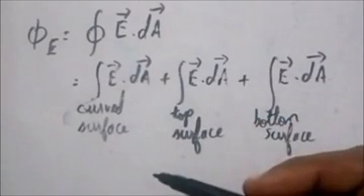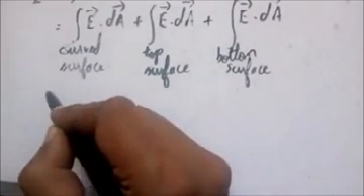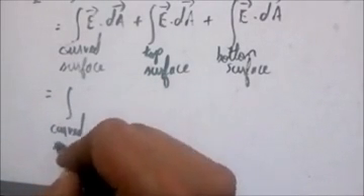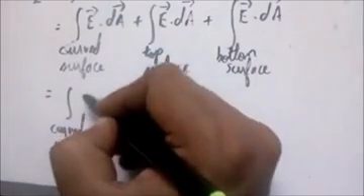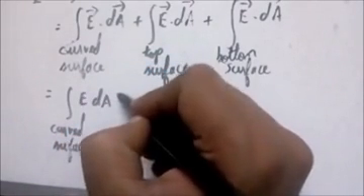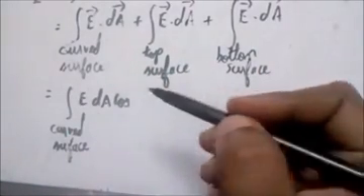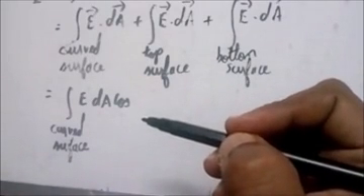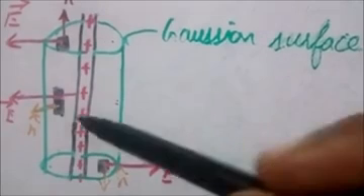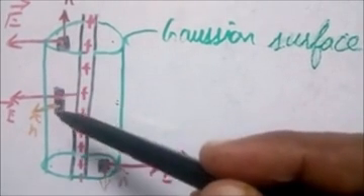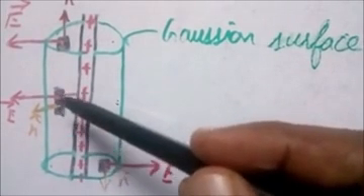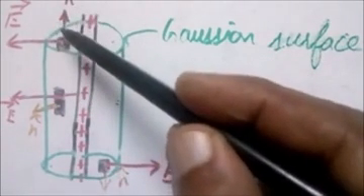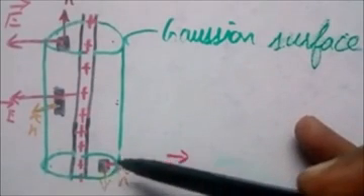Let's write that now. First one, the integral for the curved surface, that will be E dA cos theta. Let's see what will be the angle for the curved surface and the electric field. Let's go back to the picture now. You notice that this is the electric field and this is the normal. The angle between the electric field and normal will be 0. But for the top surface the angle between the electric field and normal will be 90 degrees, and for the bottom surface it is also 90 degrees.